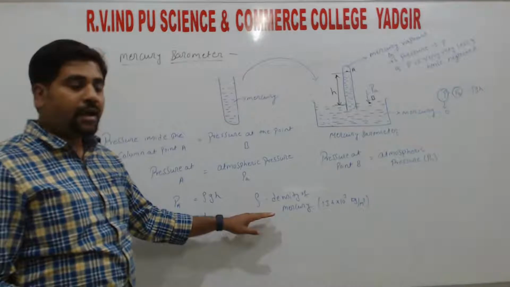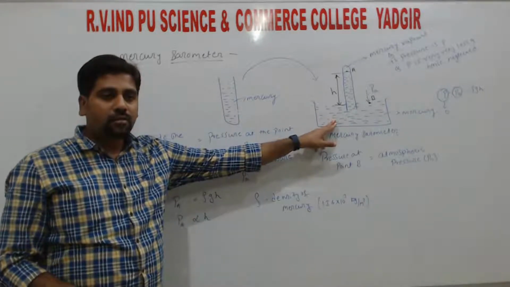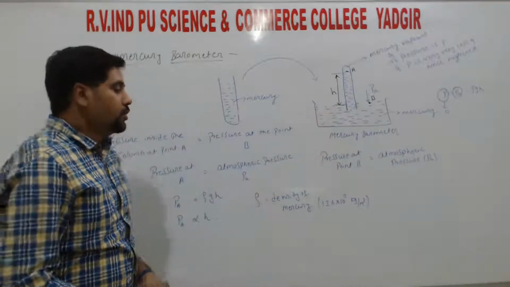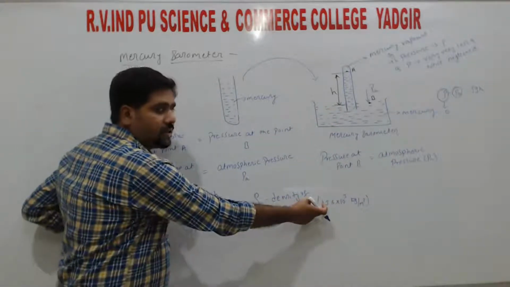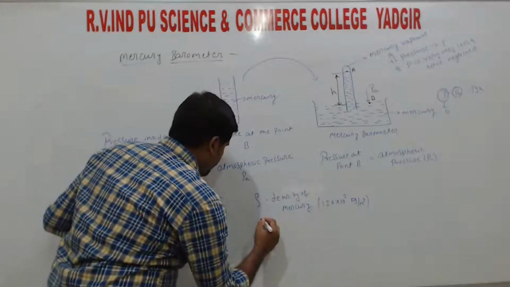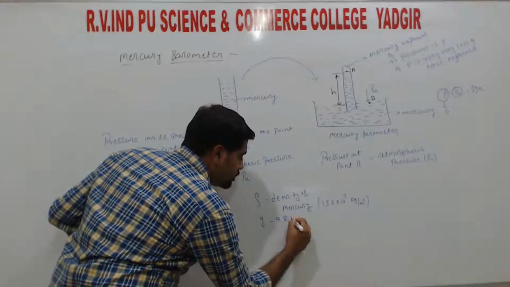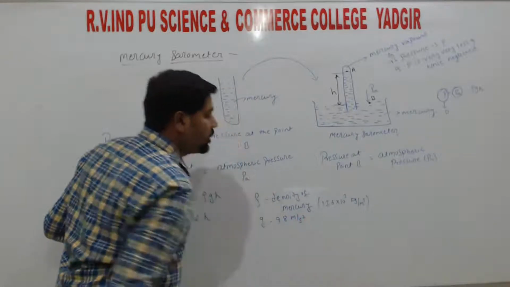So since mercury has the highest density, here we use mercury as the liquid, right? So density is constant, for mercury it is a constant value, right? Next is the g. So g is acceleration due to gravity. That value is also constant, that is 9.8 meter per second square.